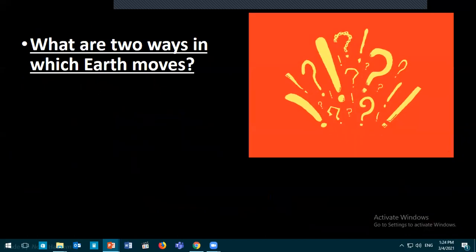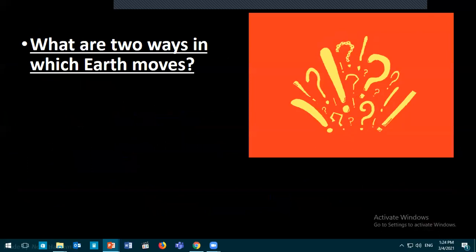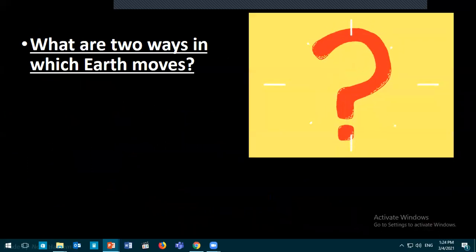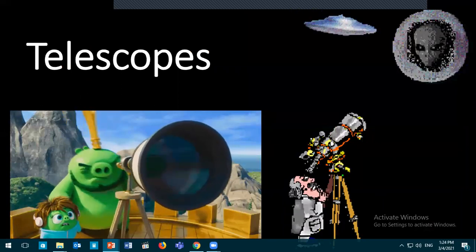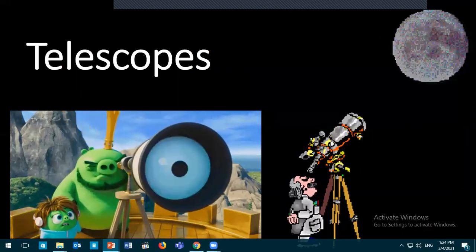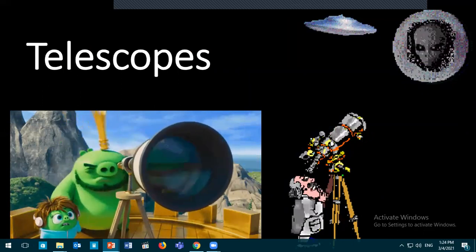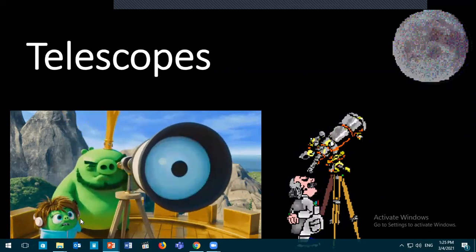Okay. What are the two ways in which Earth moves? Rotation and revolution. Yes, well done. Rotation and revolution. And then we talked a little bit about telescopes. Telescopes, this is a nice word. It actually means seeing far things or far objects. This is what we mean by telescope. Telescopes are amazing because they make things look larger, so you think they are closer.